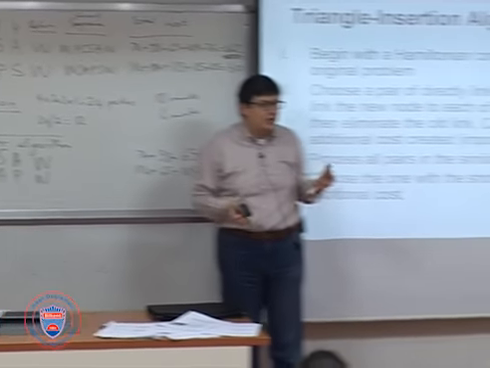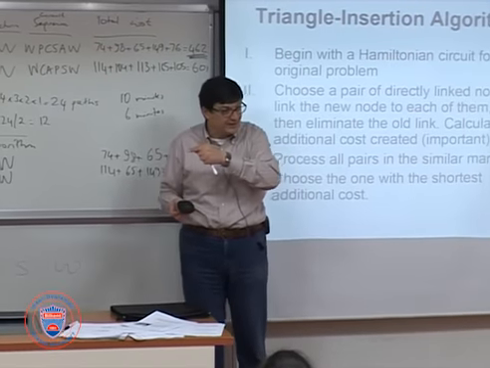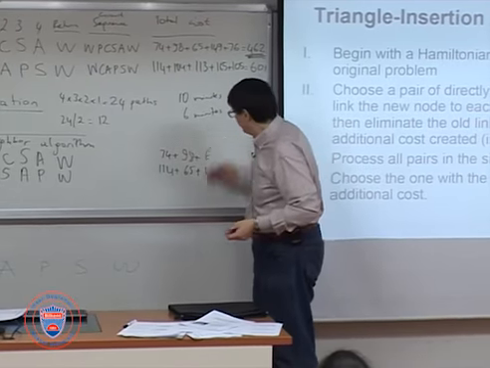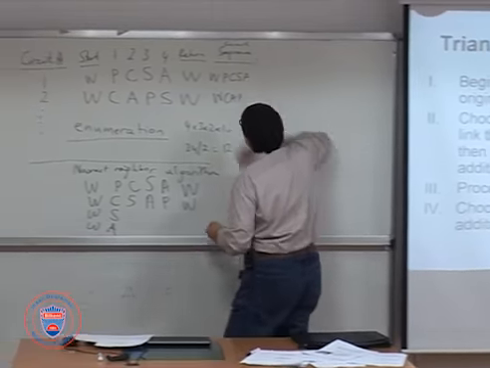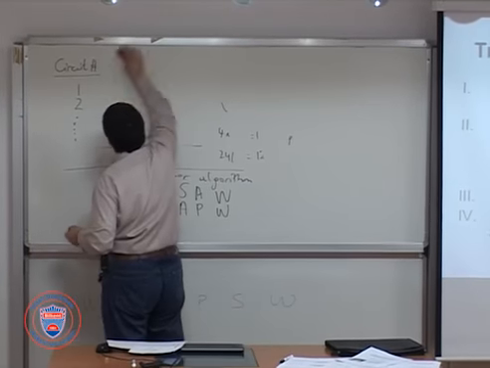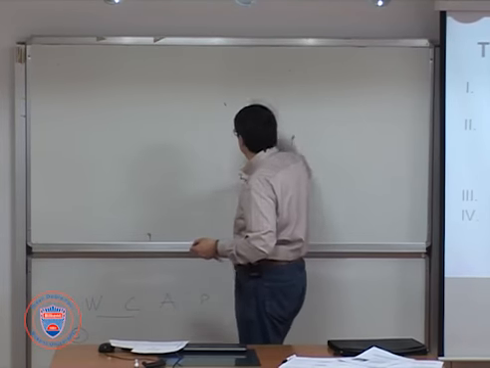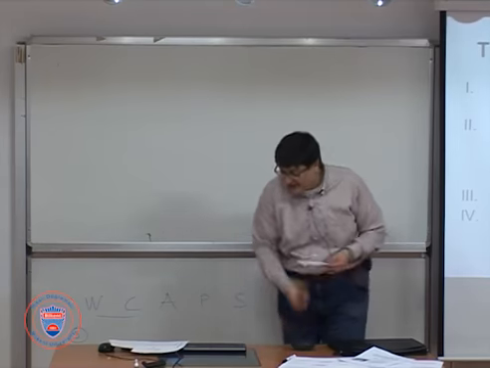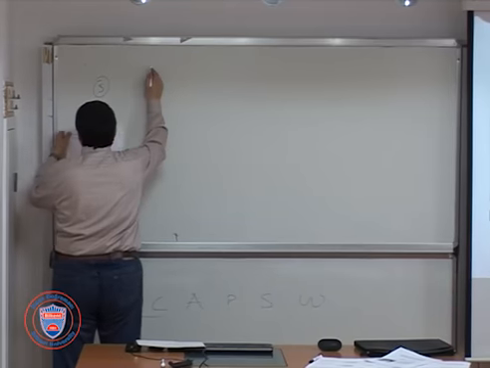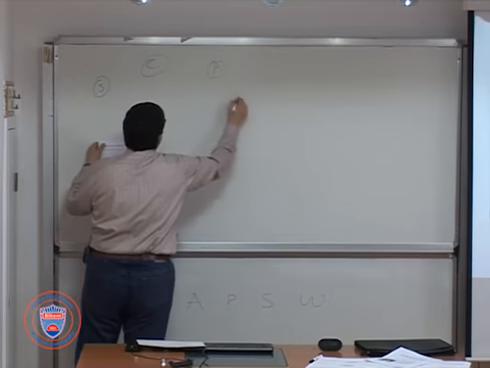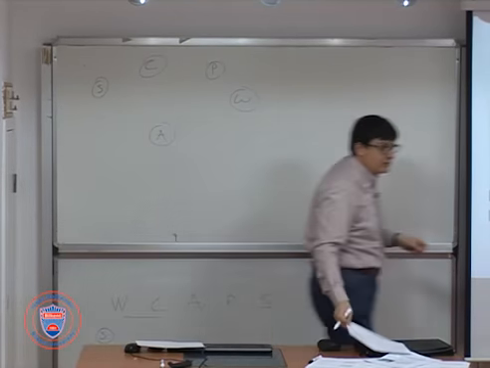Of course, the recomputation of the cost is not going to be very efficient because you have to compute everything one by one again. Now, how is this algorithm used in general? Let me show that to you. This is basically an extension of the same problem, but it's a better use of the triangle insertion algorithm in practice. Now, our original network was something like this. So we have S, C, P, W, A. So this was our original network.